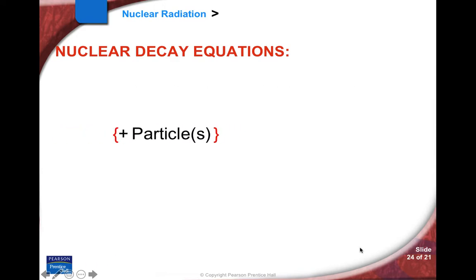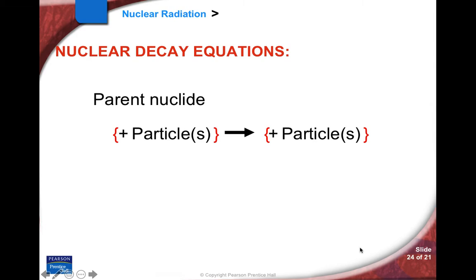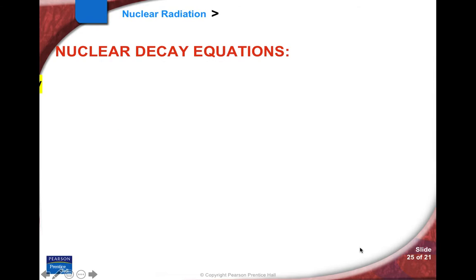In a nuclear decay equation, you start with some sort of radioactive particles, and you end with some number of particles on the product side. But instead of calling it reactants and products, we start with what we call the parent nuclide on the left and end with daughter nuclides on the right.